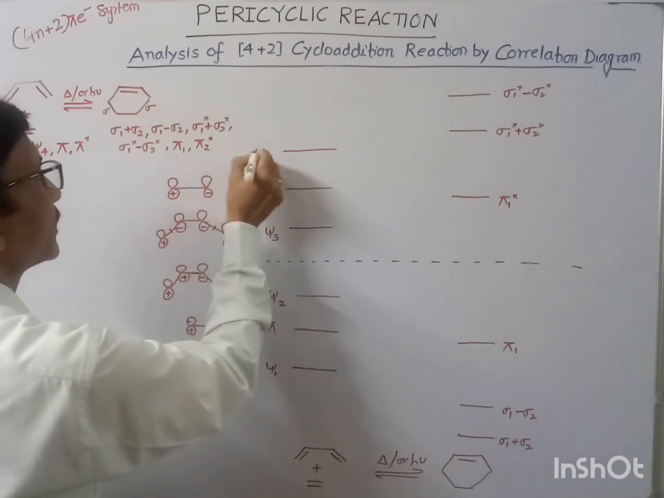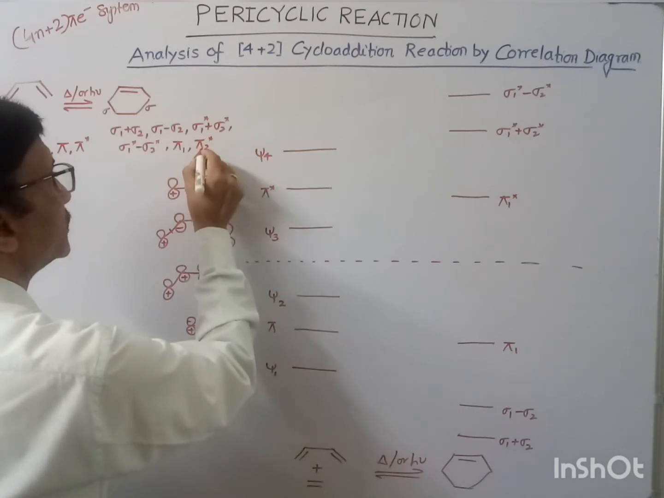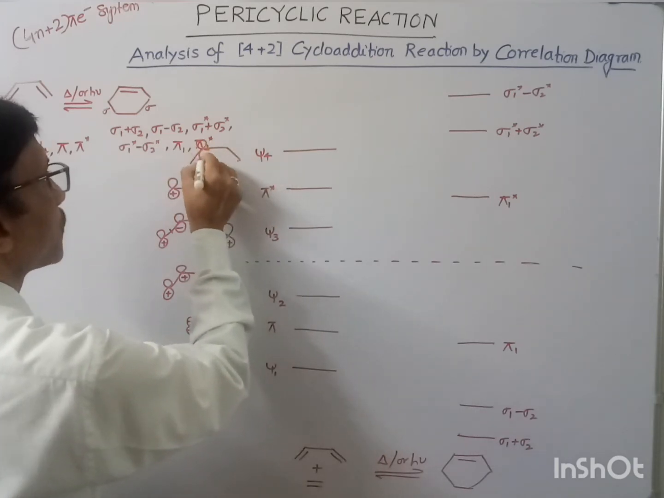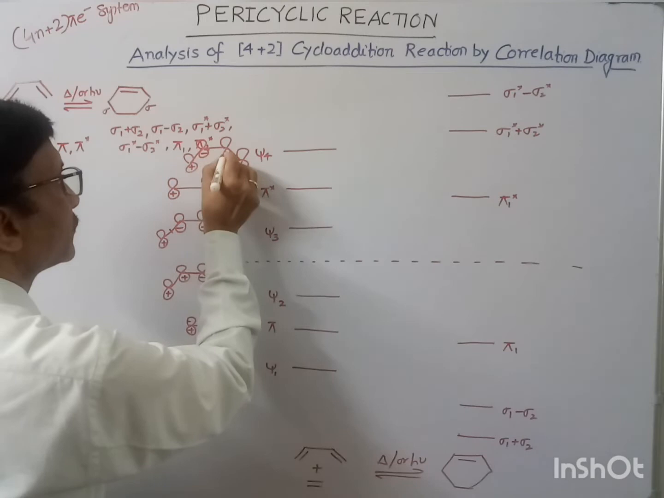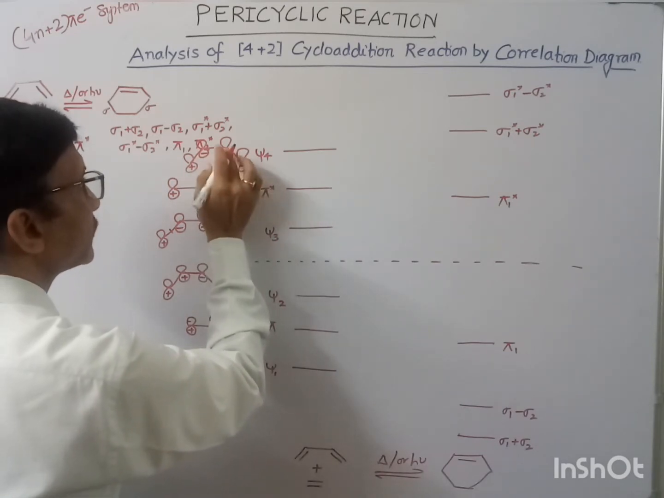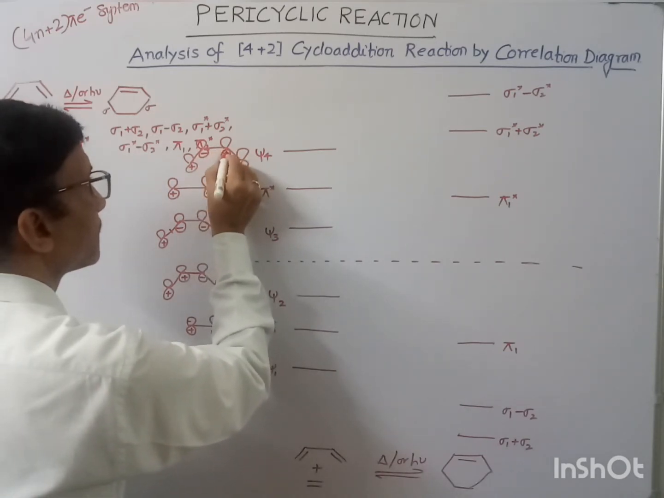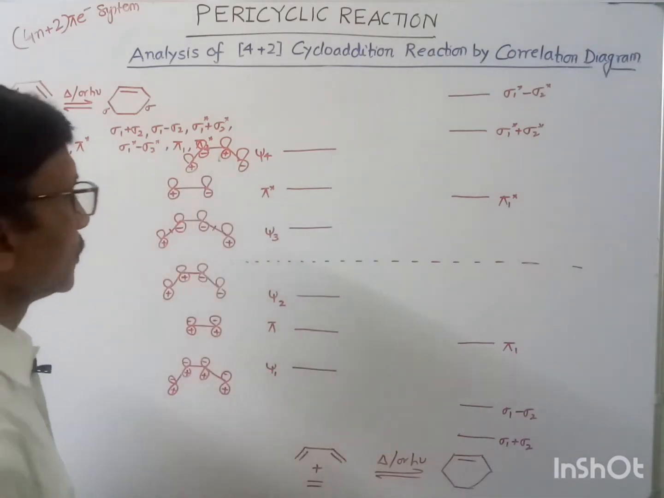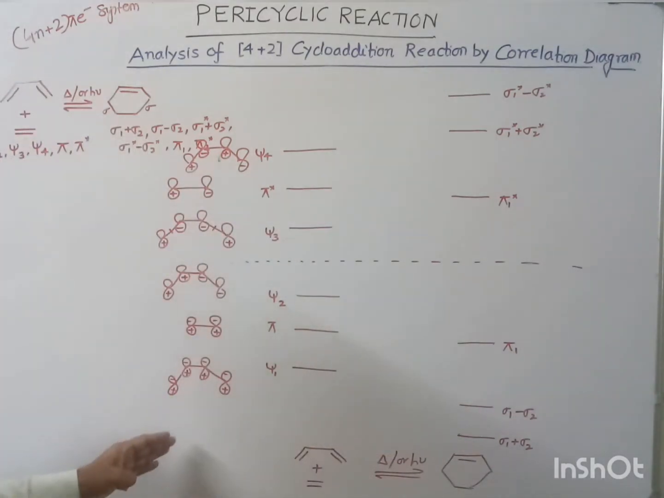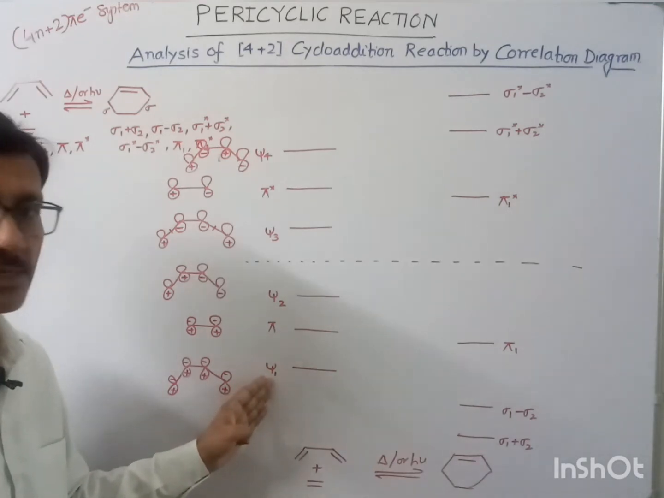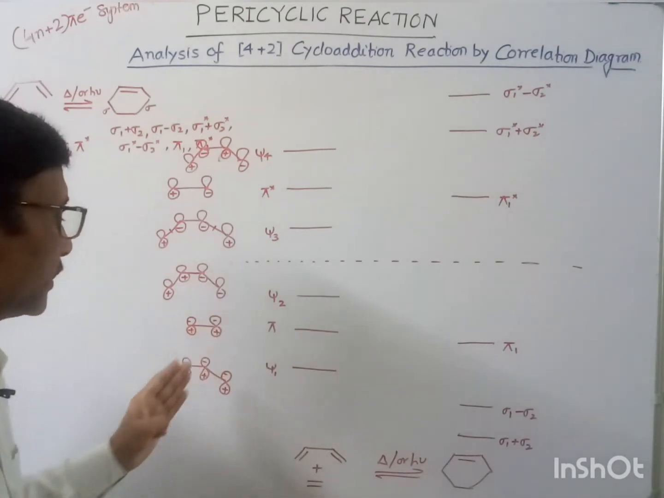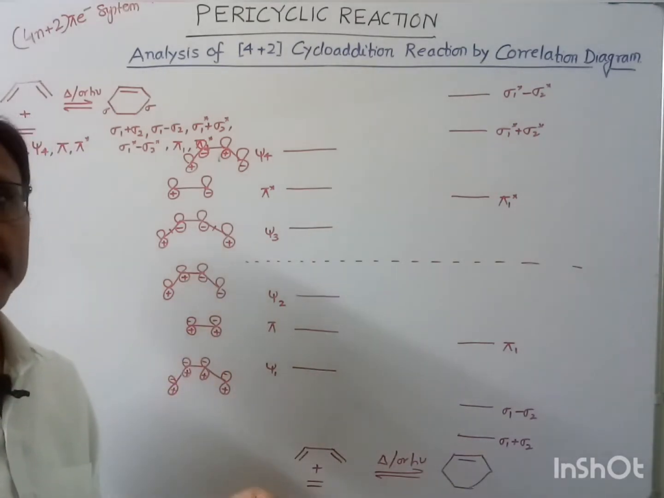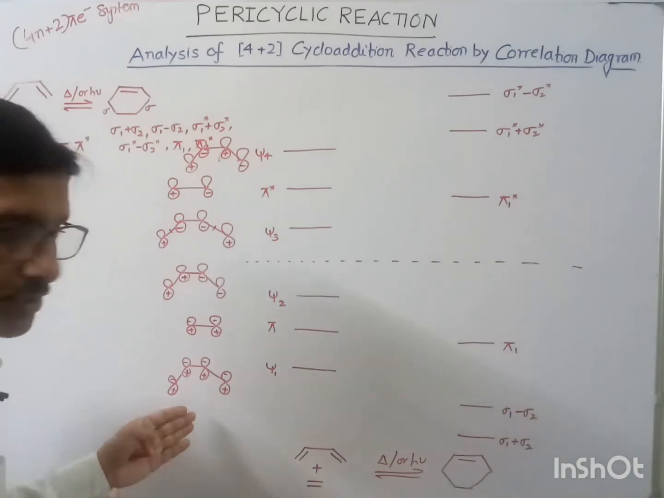In the same way we can write for this one, psi 4, means one is positive and one is negative, then again positive, again negative. Okay, now if we see why this psi 1 is below this pi, why pi is below psi 2, we may understand with the help of bonding interaction and anti-bonding interaction between the orbitals.